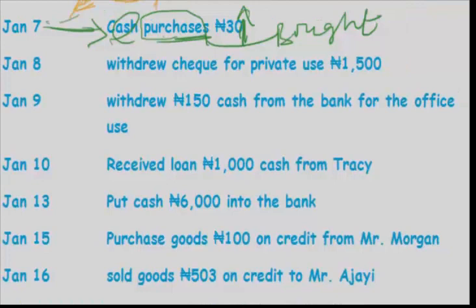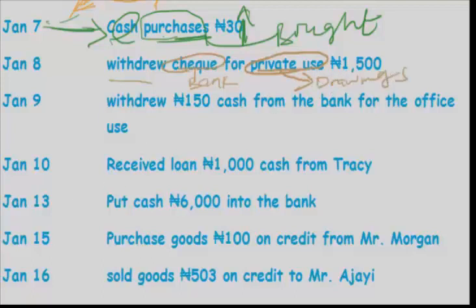January 8th, he withdrew check for private use. Check here, remember, anytime we have check, it means we are dealing with a bank account. And here again, we saw for private use. Anything that is not related to the business is going to be referred to as drawings. So the two accounts involved here would be bank account and drawings account.